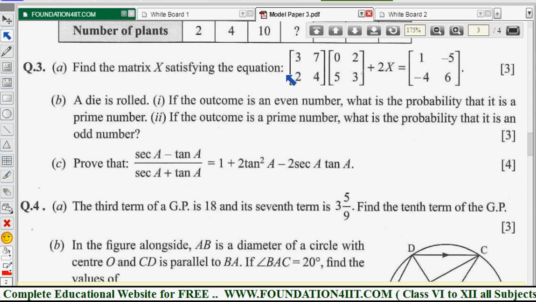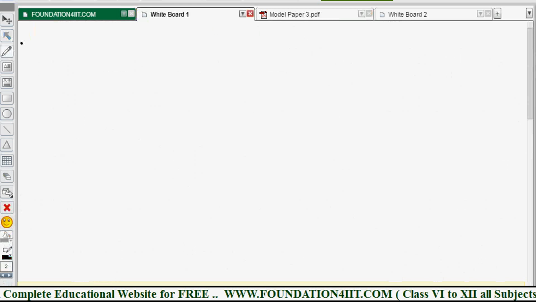First let us take this matrix. If you multiply these two and plus 2 into x, where x is a matrix, is equal to the matrix 1, minus 5, minus 4, 6. We need to find the matrix x. Everything is of 2 by 2 order, so the matrix x is also of 2 by 2 order. Okay, let me take this given equation and solve. So the given matrix is 3 7, 2 4.